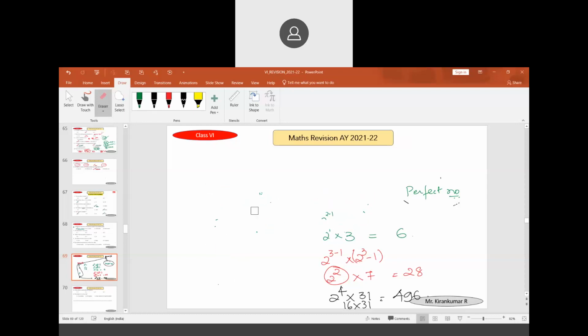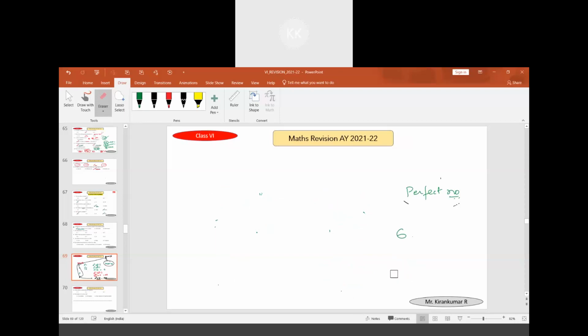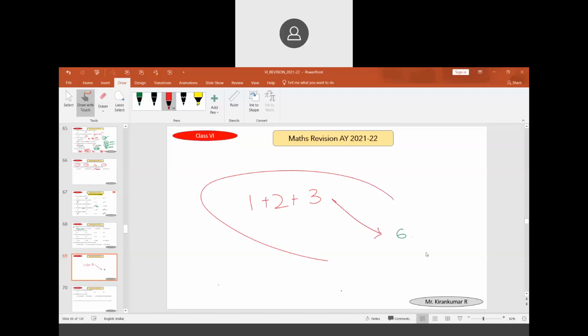If they give that 6 is the number, the only thing we can do is find the factors of 6. What are the factors of 6? 1, 2, 3, and 6. You should not consider 6, only 1, 2 and 3. Add them. We get the sum, which is the number itself. This is the only method here.